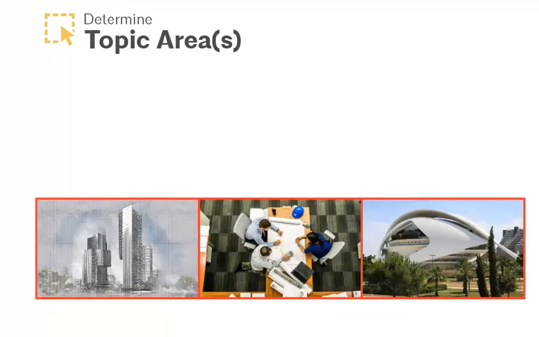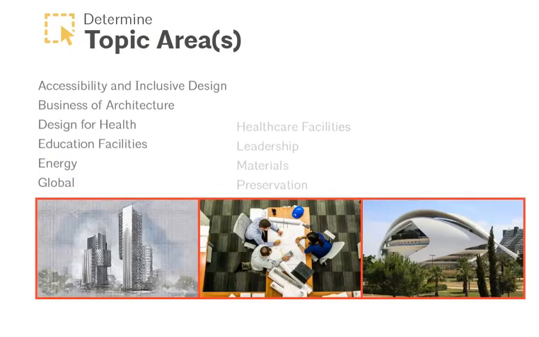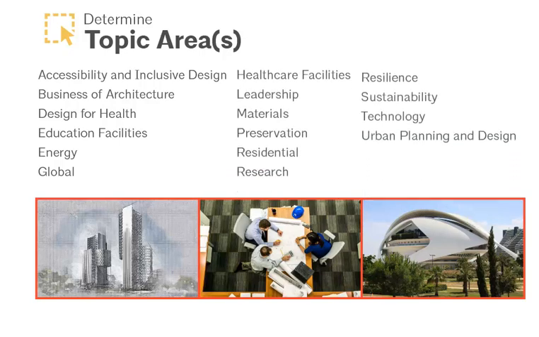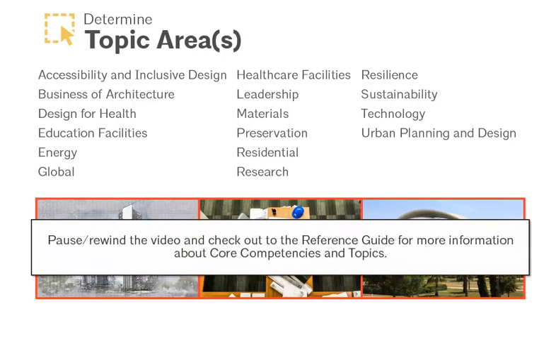You'll need to designate at least one and up to 3 topic areas for your proposed session. If you're not quite sure where your proposal fits, this is a good time to take a look at the topic area descriptions in the Call for Proposals reference guide.